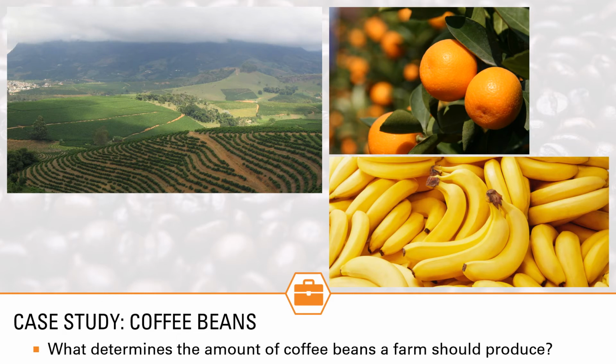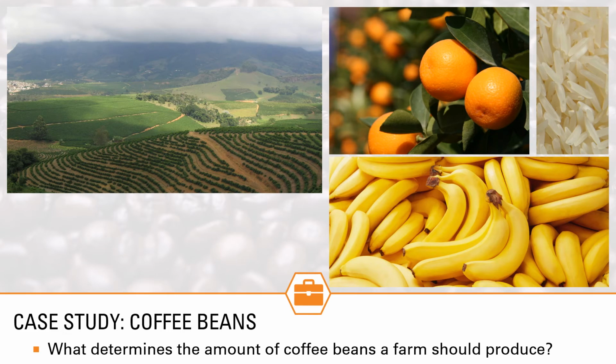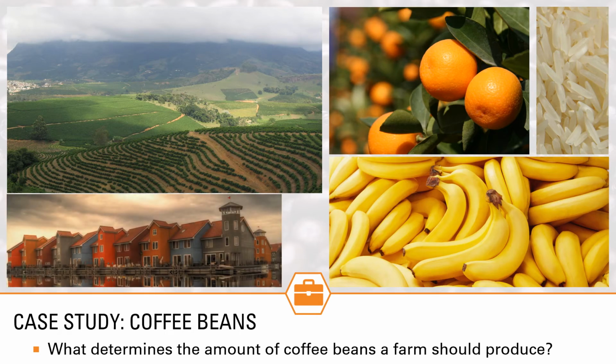And again, it's not just oranges or bananas. You could produce staples like rice, which again might be a more lucrative good than coffee beans. Or you can even use that land to build houses instead, right? To build houses, to build offices, and all of that. So it's not a simple clear-cut case of just produce as much as possible, because there are alternatives. And again, this goes back to the concept of opportunity cost. So now the central issue: what determines the amount of coffee beans a farm should produce, if they should produce at all? Okay?